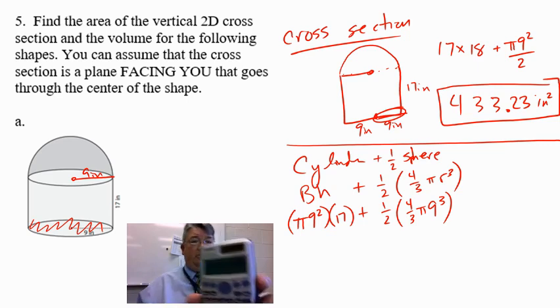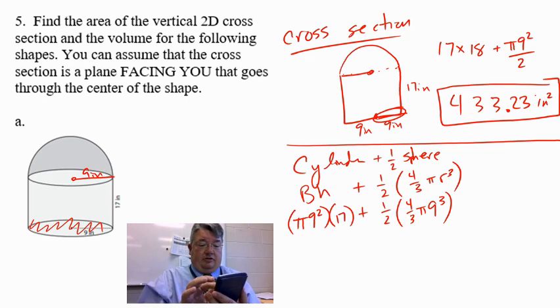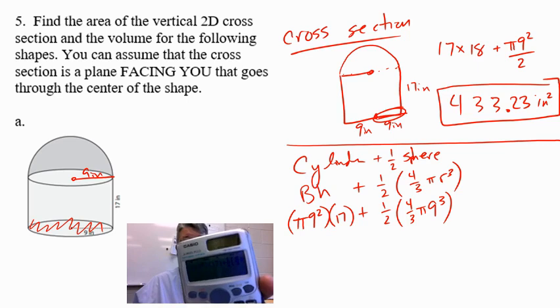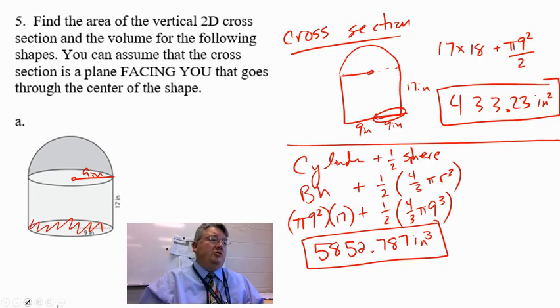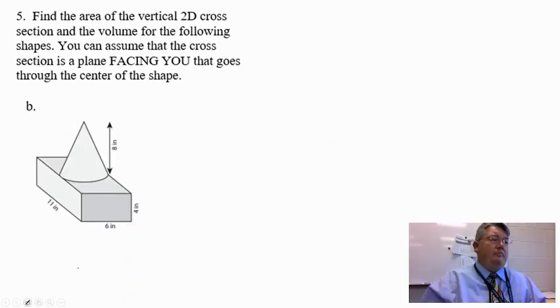Oh, it's because, look, I forgot to... I put an extra 9 in there. I need to do times 17, like that, or another set of parentheses like I typed in. Okay, cool. And it gives me 5,852.787, and these are in inches, so inches cubed, since it's a volume. Volume is always in cubic inches. Cool. Let's look at another one.